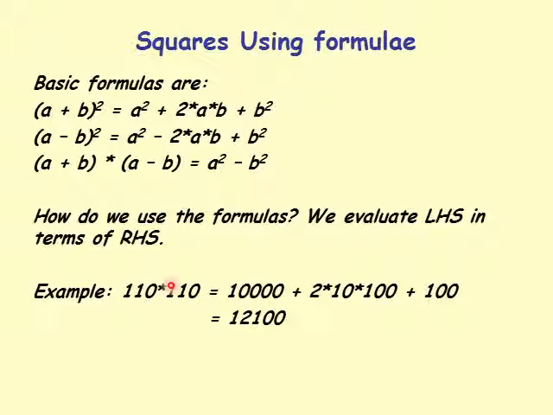We would apply this formula here. 110 is 100 plus 10. So a squared is 100 squared, 2ab is 2 times a times b, and b squared is 100. So we get 12100.